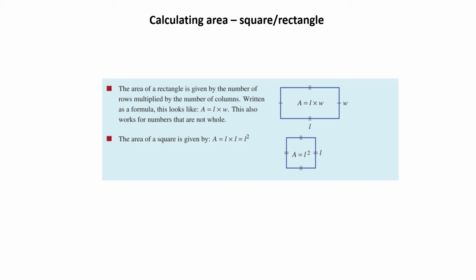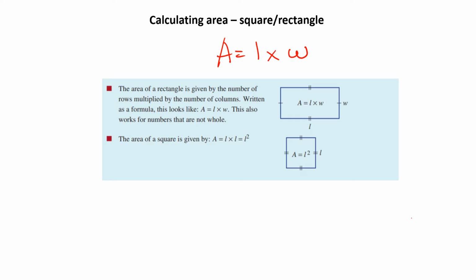Okay, so what we're looking at now is calculating the area. First off, we're going to look at calculating the area of a square or a rectangle. If you have a look at this rectangle here, I've got my length and I've got my width. Remember what I was saying in a previous video: you multiply that by that to give you this area here. That's why we go length times width. So keep in mind, area equals length times width.